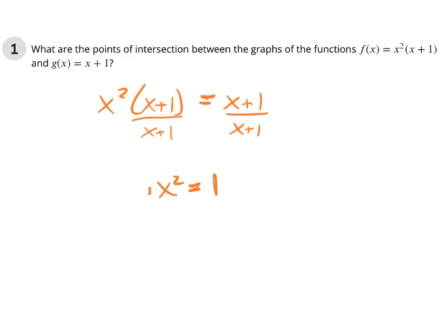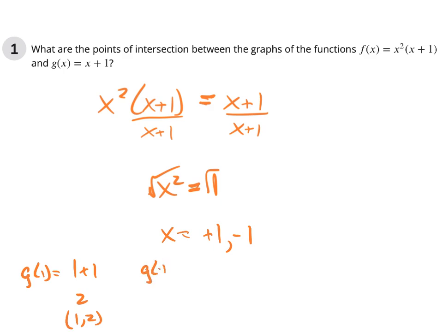And the square root of 1 is positive 1 and negative 1. So now, since I have two x points, I had to stick them back into both equations to make sure they work. This is just like systems of equations. So let's start with sticking it in g. So g at positive 1 equals 1 plus 1, which is 2. So our point is 1 comma 2. G of negative 1 is negative 1 plus 1, which is 0, so negative 1 comma 0.